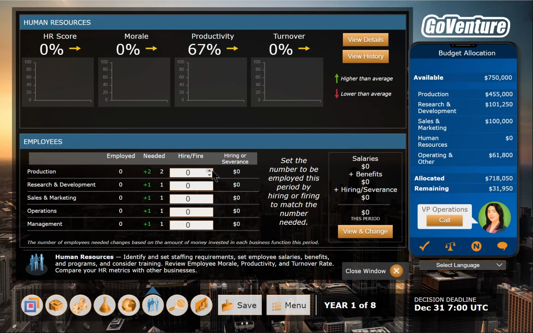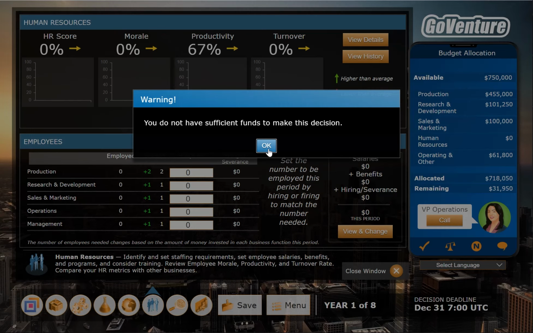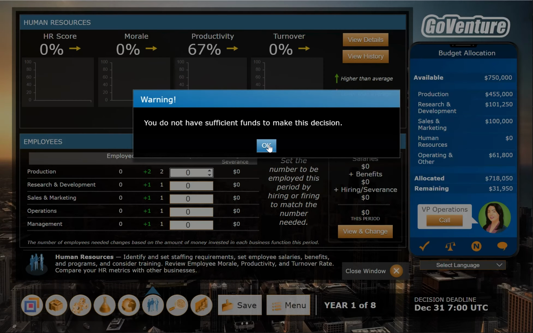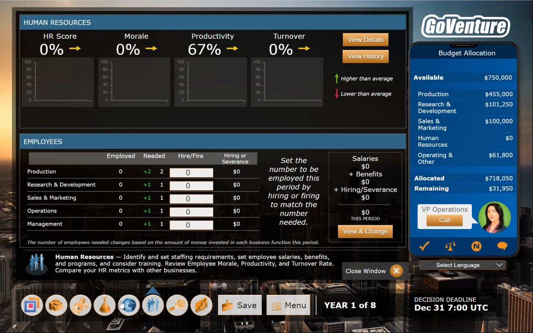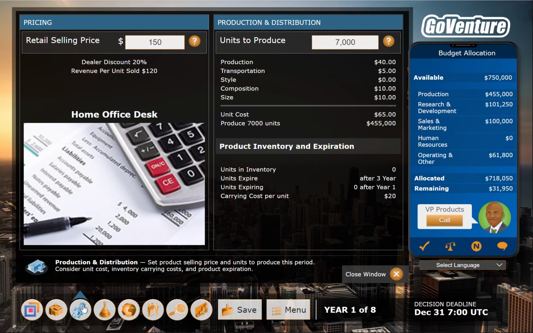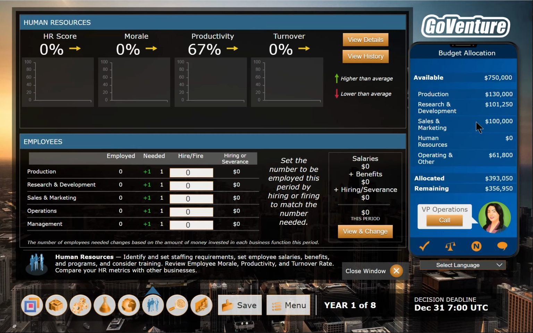So this is telling me that I need 2 production employees. Oh, and look, already I've run into some trouble because I do not have enough money to hire my employees. So I have to go back to one of my other areas and reduce some of the costs that I'm spending. For example, I probably should reduce the number of desks I'm going to manufacture to 2,000. And then now let's go back to HR. So that frees up some of my money.